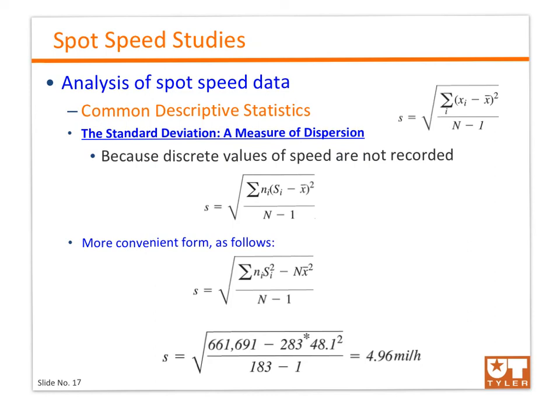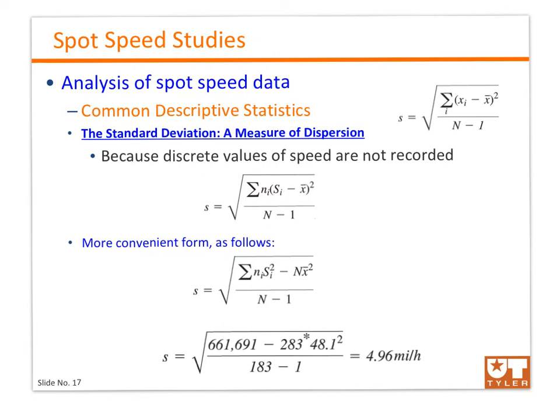Another common descriptive statistic besides the mean, modal, and median speed is the standard deviation, which is a measure of dispersion of the data. Because discrete values of speed are not recorded, we can use this equation, which is Ni, the number of vehicles at that range, times S, the speed, minus the average, squared, over N minus 1, where N is the total number of vehicles. This is the general equation that we get from math, but this is the one applicable in our case.